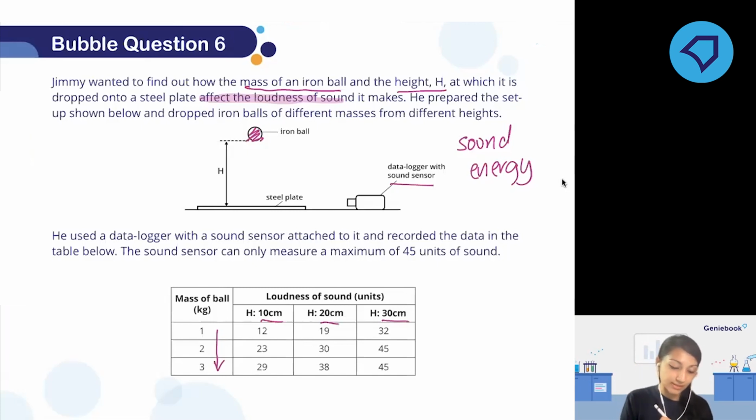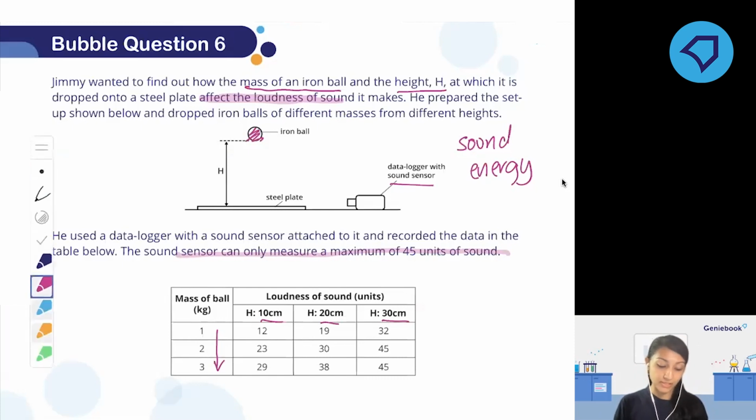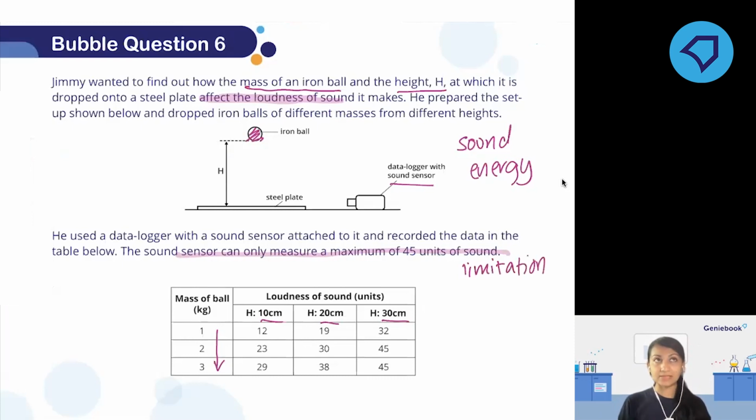But there is a disclaimer here. He mentioned that this sensor can only measure a maximum of 45 units of sound. So this is the limitation. Sometimes when you're using an instrument, it cannot be perfect. If they say I can only measure 45 units of sound, anything more, it cannot capture. So that's what it means.